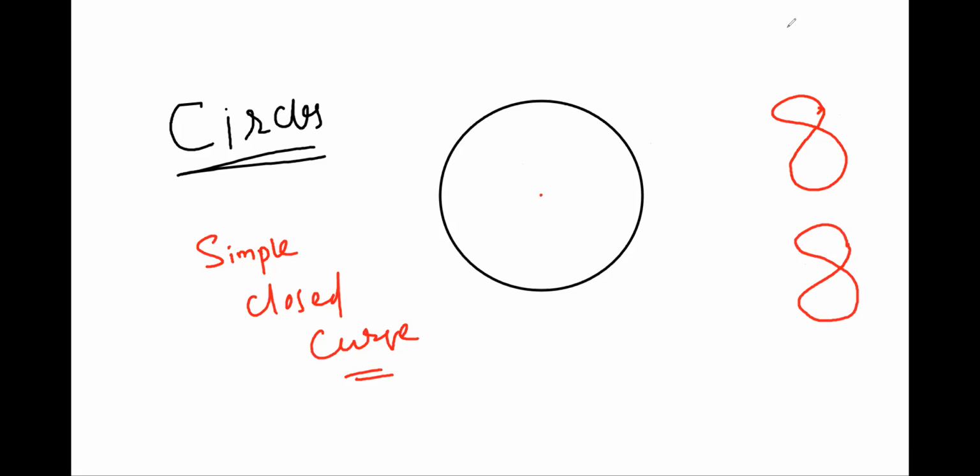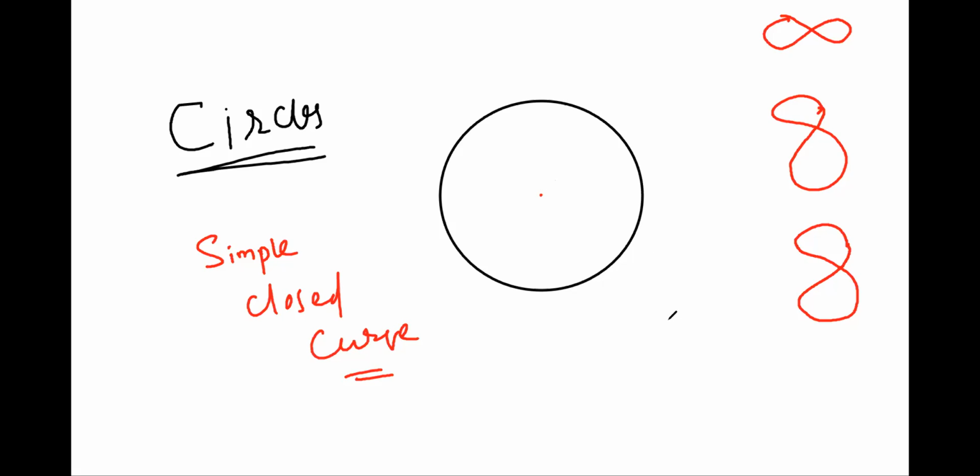Okay? Getting? Or you can say infinity. It's crossing, it's intersecting with itself. That's why it is not a simple curve. It's a closed curve, but not a simple one. Simple means which does not cross or intersect with itself. Then that is called a simple curve. Simple closed curve. Okay, what is closed curve?